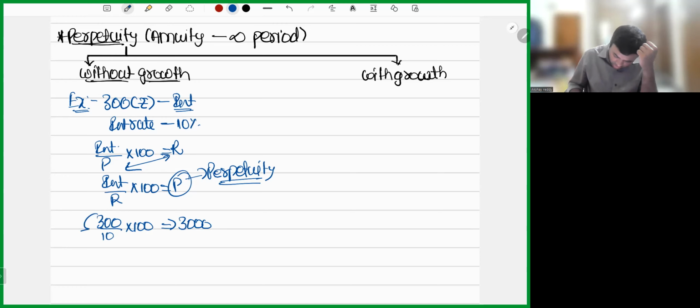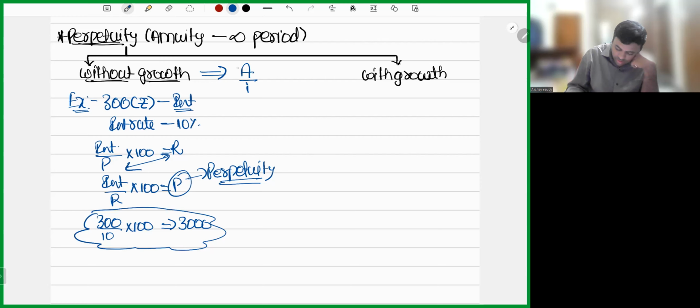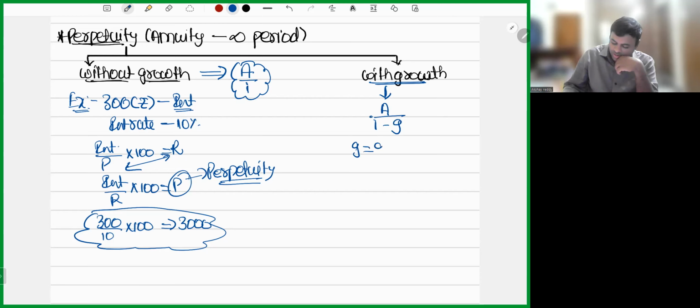That's it. That is the concept of perpetuity without growth. The formula will be A divided by I. A is the amount you receive every time. I is the rate of interest. Sir, what about with growth? With growth, the formula will be A divided by (I minus G), where G is the growth rate divided by 100. Sir, why is the formula like this? Why is the formula A divided by I minus G?